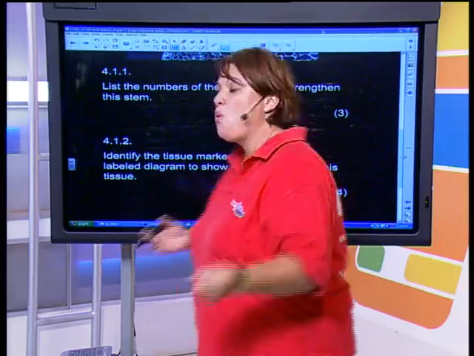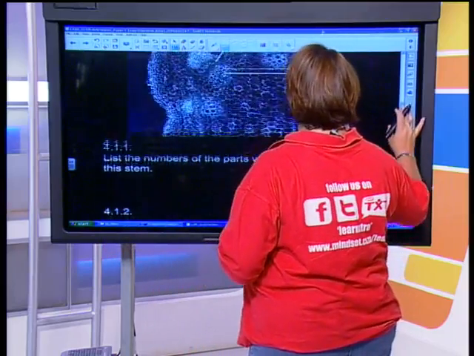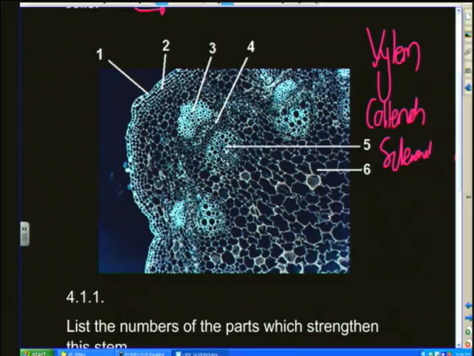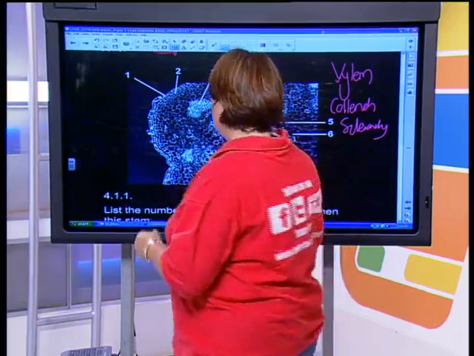What do we need to know? We need to know plant tissue. What plant tissue strengthens? What am I looking for? I'm looking for xylem. I'm looking for parenchyma. I'm looking for sclerenchyma, because all of those cells are adapted. They are thickened. And because they are thickened, they have a strengthening function.